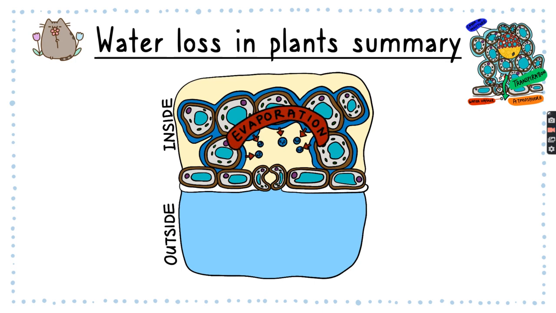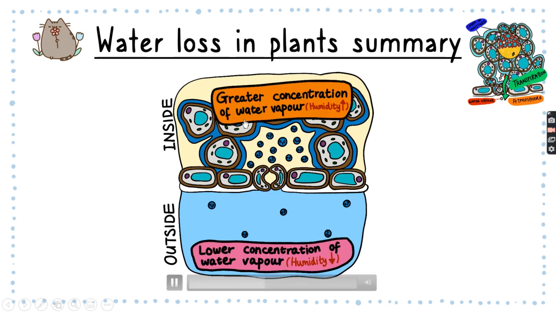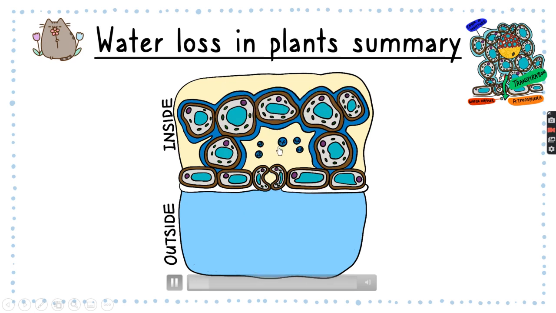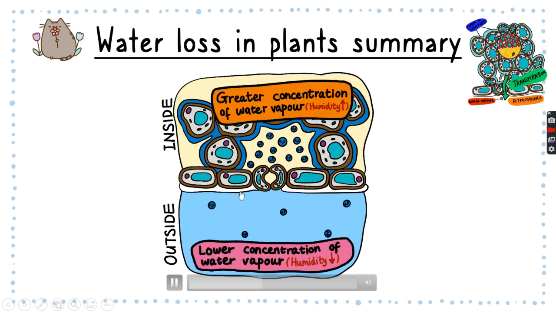Here, this is just a visualizer for you guys, showing the evaporation of water film causing a higher concentration of water vapor inside the leaves compared to outside. So greater concentration of water vapor also refers to an increase in humidity. And since there's lower humidity or lower concentration of water vapor outside in the atmosphere, the water vapor will diffuse down a concentration gradient, and then they would finally exit the leaf and get into the atmosphere instead.